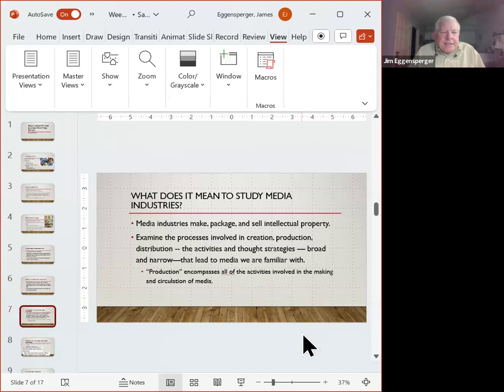What does it mean to study media industries? Well, they make, package, and sell intellectual property. Aha. And you're saying, well, wait a minute. What about this AI stuff? Well, that is having an impact.